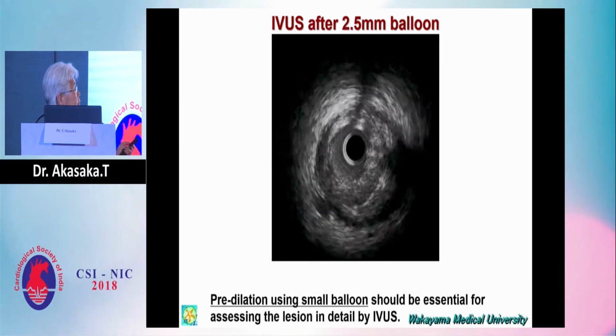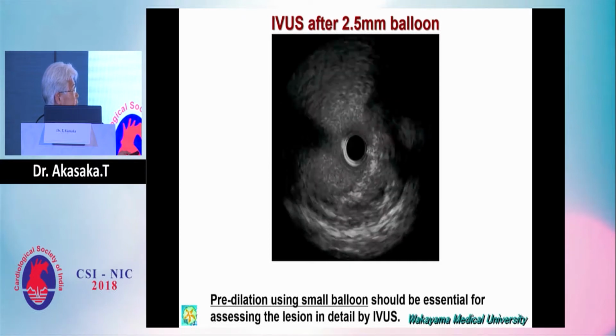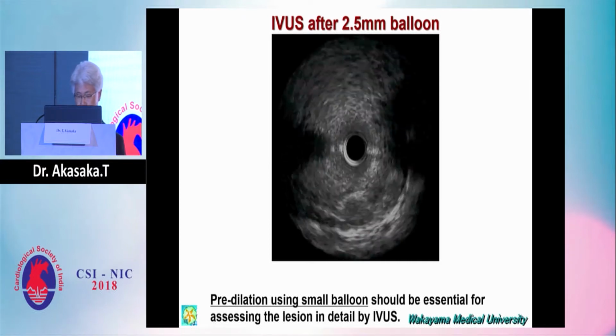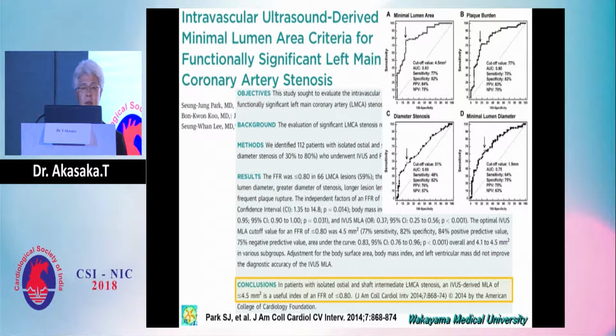This is after 2.5 millimeter balloon dilatation. Here is an orifice, so lots of plaque even in left main. Then this is a still frame. We analyze the vessel area and the plaque volume. And as you may know, this is an intravascular ultrasound derived minimum lumen area criteria for functionally significant left main coronary artery stenosis. In case with a stable effort angina, we always use the FFR to decide the indication of PCI.